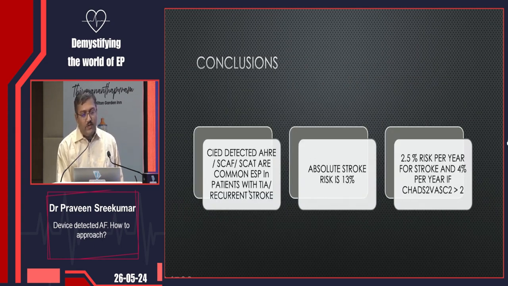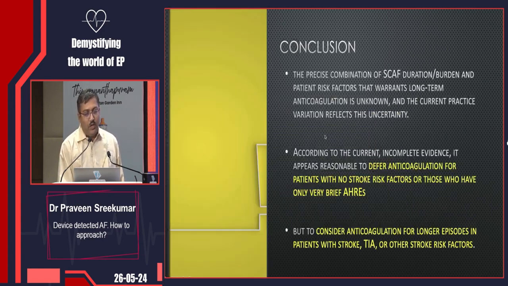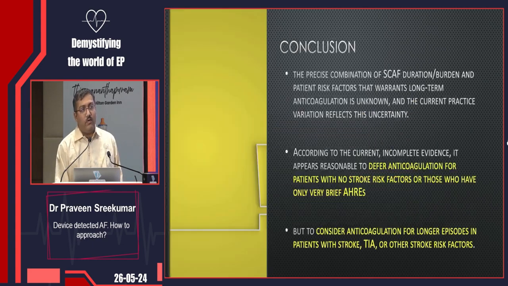SCAF is common in patients with TIA or stroke. The absolute risk of stroke is 2.5% per year, and 4% per year if the CHADS score is more than 2. So we need to take the CHADS score also into account. Although detection of SCAF provides an opportunity to detect the risk of embolic stroke, there are many things we have to take care of. First, we have to verify whether it's true or a false positive AHRE episode on the device. Second, the AF burden quantification is also important. Third is clinical: we also need to assess the risk factors like the CHA2DS2-VASc score. Only the CHA2DS2-VASc score is available now. Whether that is applicable to asymptomatic device-detected AF is not very sure.